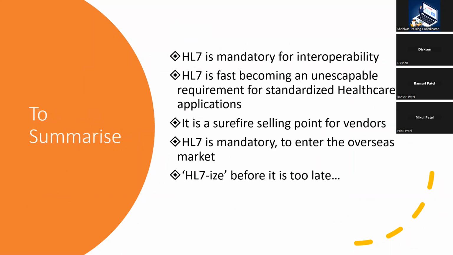To summarize what we have seen today, we understood that HL7 is mandatory for interoperability. Interoperability is nothing but when two apps can talk to each other. As we have seen, HL7 is the only methodology that we have today to exchange data based on the events that are happening in the real-time world. Of course, FHIR is there, but as I said, it has to evolve a lot. HL7 V2 is the one that is predominantly used in today's industry.